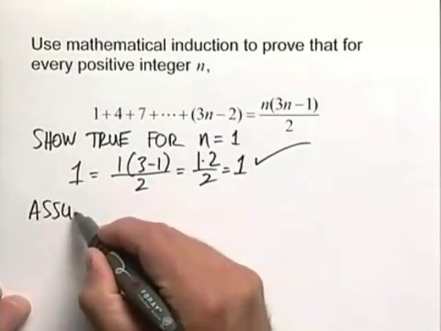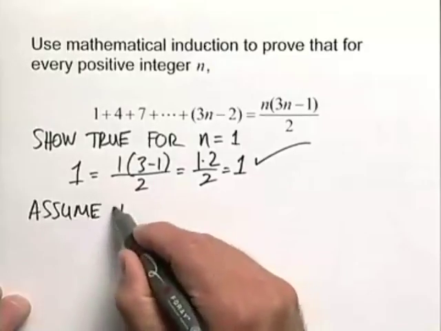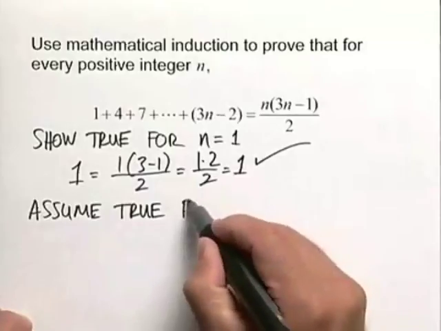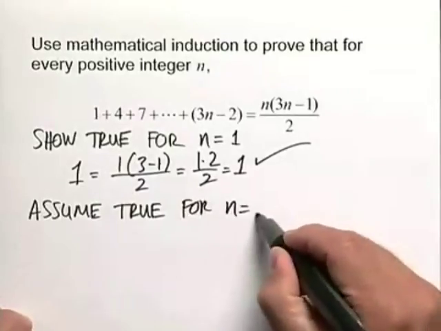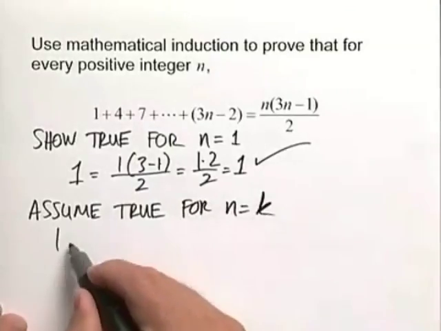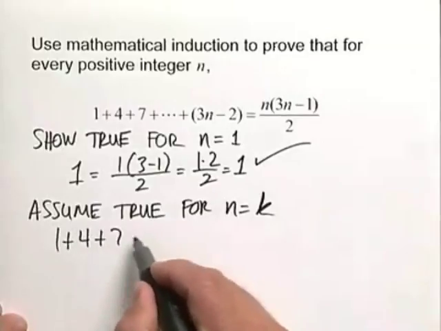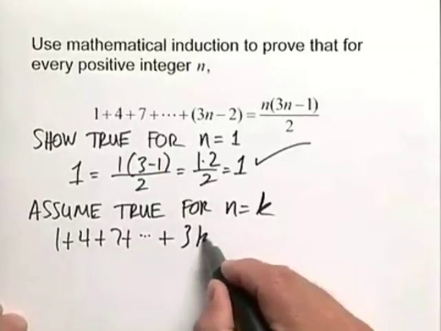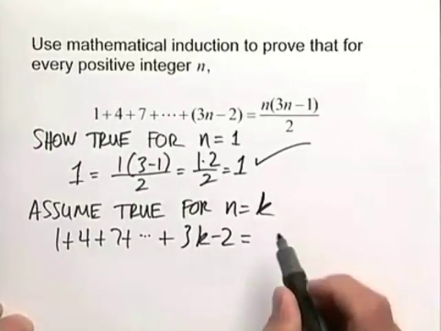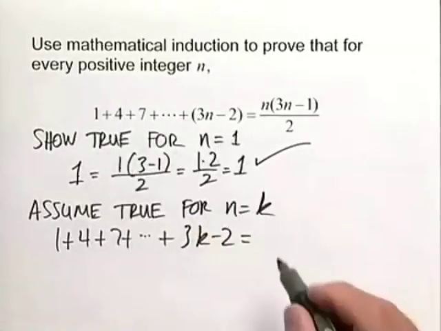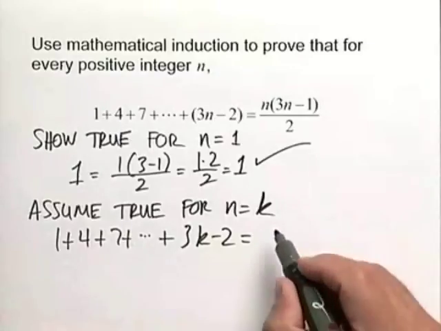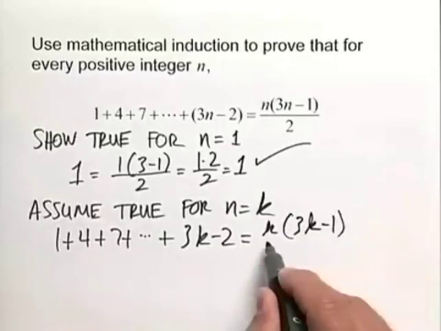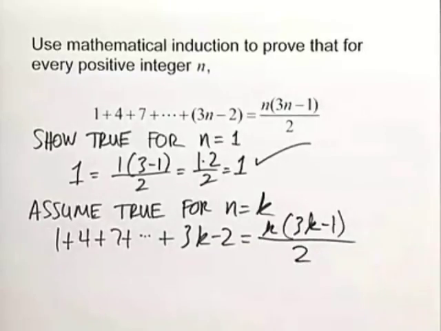Now we're going to assume true. We're going to assume that this formula on the left and on the right is true for n equals k. And here's what that looks like. 1 plus 4 plus 7 plus ... It's going to give us 3k minus 2. And basically what we're doing is going to our formula, replacing n's with k's, and we're just going to assume this to be true. We have k times 3k minus 1, all over 2.